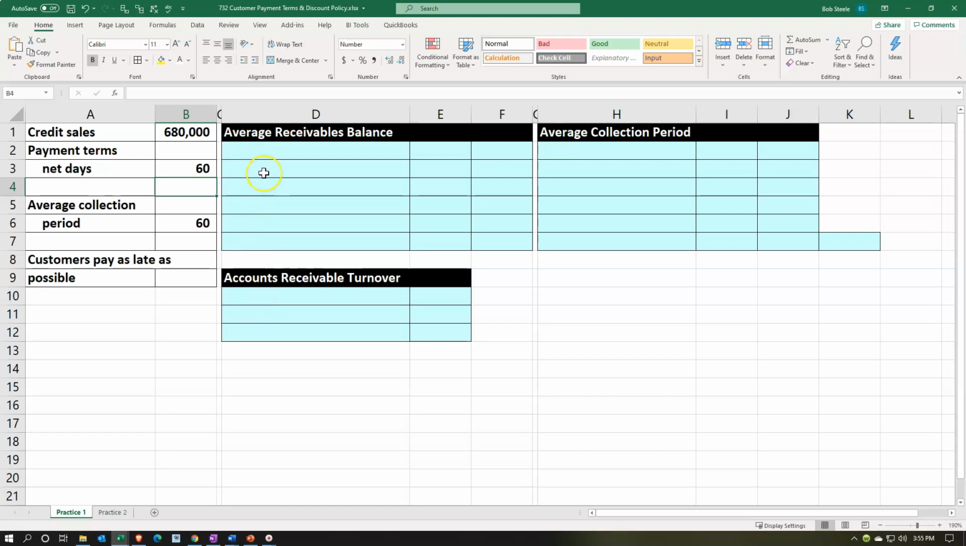Now, there's a couple different ways we can think about the average receivable balance. When we think about the receivables, we're thinking about a balance sheet account. So we're trying to project out into the future what our balance sheet average balance would be, given what we're estimating our credit sales to be and our payment terms. The balance sheet accounts receivable account is a financial statement number.